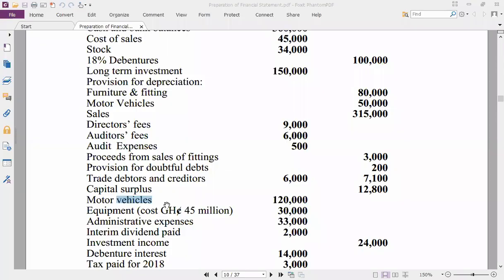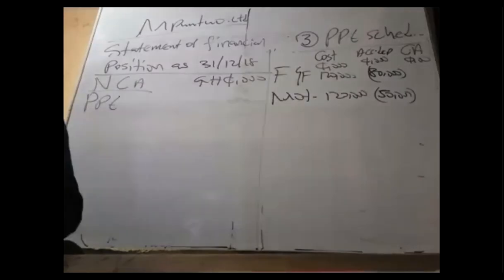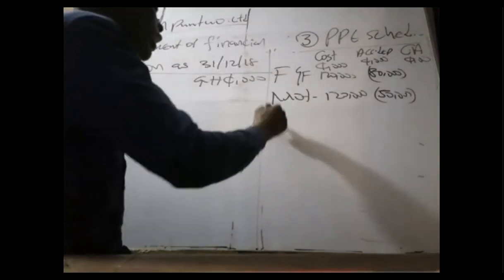Okay, so the next one is equipment. When you see something like this, the cost is 45. They've already subtracted the provision for depreciation, the accumulated depreciation. After subtracting, they had 30,000. That's the implication. So what was the accumulated depreciation they subtracted? That's 15,000, right? So the cost is 45, accumulated depreciation is 15, and the current amount is 30. How do I get the 15? It's just the difference between the cost of 45 and the current amount of 30,000.